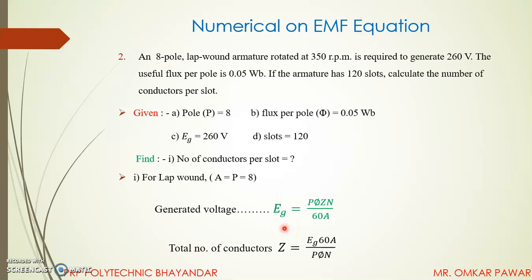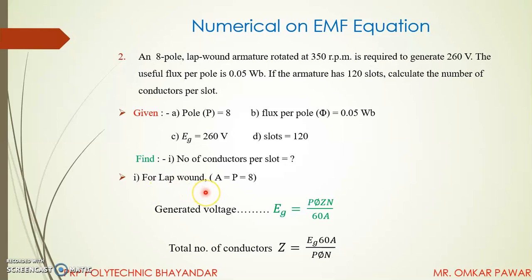Next numerical is: an 8-pole lap wound armature rotated at 350 rpm is required to generate 260 volt. The useful flux per pole is 0.05 Weber. If the armature has 120 slots, calculate the number of conductors per slot. First, given is number of poles 8. Flux per pole is given 0.05 Weber. Generated voltage is also given 260 volt. And slots is given 120. So the number of conductors per slot we have to find.